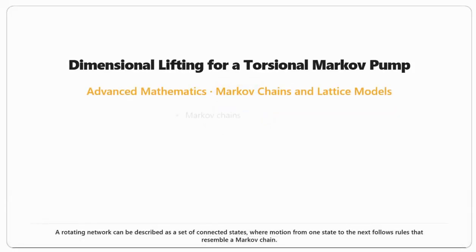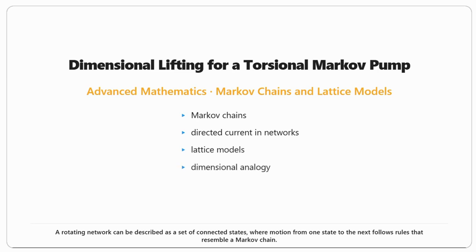A network can be described as a set of connected states, where motion from one state to the next follows rules that resemble a Markov chain. This lesson treats the proposed torsional pump and layered lattices as a mathematical model, so the focus is on transitions, flow direction, structure, and the meaning of lifting a pattern into more layers.